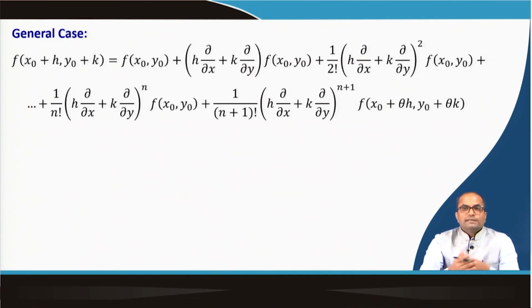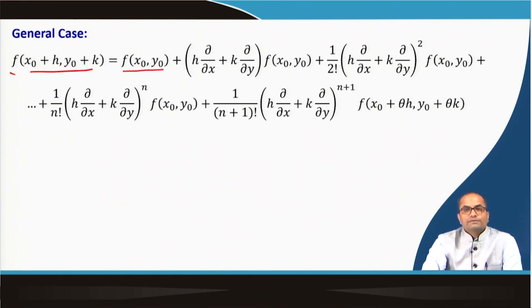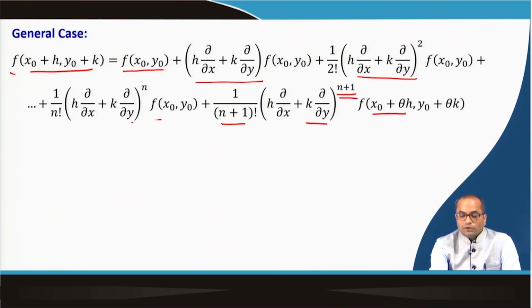So, we can extend this idea. This was just for n is equal to 2, but if we extend this, we will get it for any n. So, this is f in the neighborhood of x naught y naught. We have the constant term, f x naught y naught, the first order term, the second order term, and so on. The nth order term will continue, and then we have this remainder term where the n plus 1 order derivative at this unknown point will come, x 0 plus theta h, y 0 plus theta k.